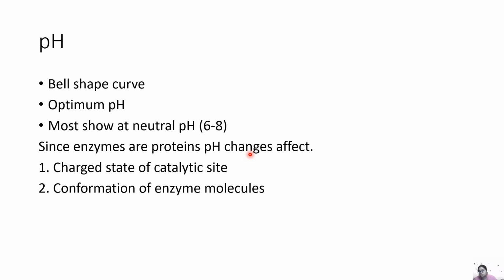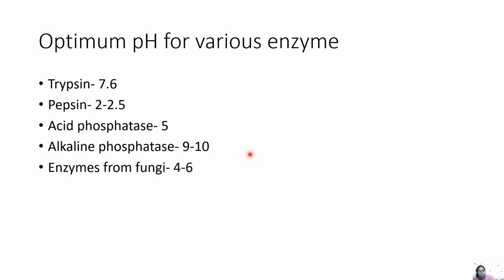Okay. So, for pH, we also get a bell-shaped curve because the enzymes will show their maximum activity at optimum pH. So, that will also give a bell-shaped curve. Now, most enzymes will show maximum activity at neutral pH. And since enzymes are proteins, pH will change the effect. So, the charge state of the catalytic site and the conformation of the enzyme molecules are also very important factors that are to be considered.